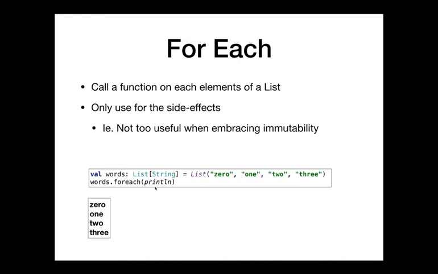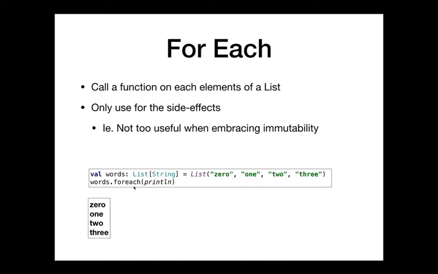The only reason this isn't too useful, especially if you're embracing functional programming to its fullest and not using any state, is you're only using this for the side effects. For each doesn't return anything. You're giving it a function that returns unit, because it's not going to do anything with the return values, even if there are any. So you're only calling this for the side effects. In this case, the side effect is printing values to the screen. So if you want to print values to the screen, or if you have mutable objects and you want to change those objects, then this can be very helpful. But if you're not allowed to use mutability or state, the usefulness of this really cuts back.